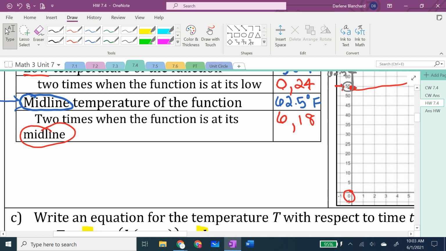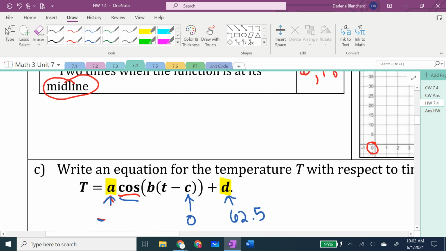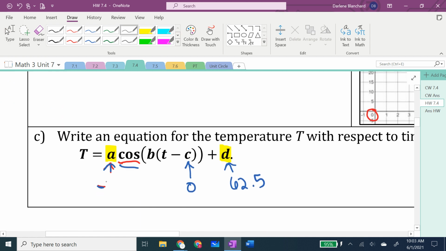You guys can use your calculators if you want. 62.5 minus 55. 7.5. Thank you. 7.5. And now realize the only thing we haven't found at this point is B.